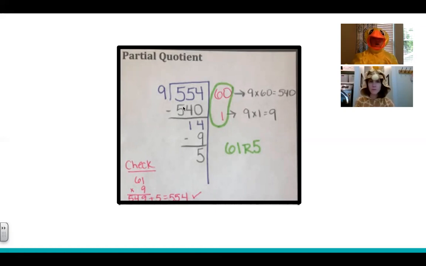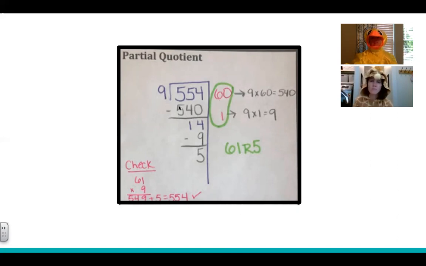So with partial quotient, we have 554 divided by 9. So partial quotient, I really, really love zeros because of what we just looked at, the zero trick. So I'm thinking about these numbers right here. I want to get as close to 55 as I can using 9 as the divisor. So I'm looking at how many groups of 5 can I use to get close to 554? So again, here's my 0. I know that 9 times 6 is 54.